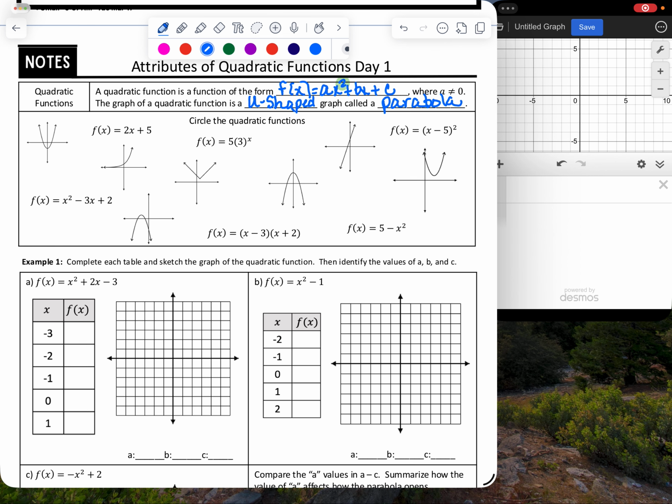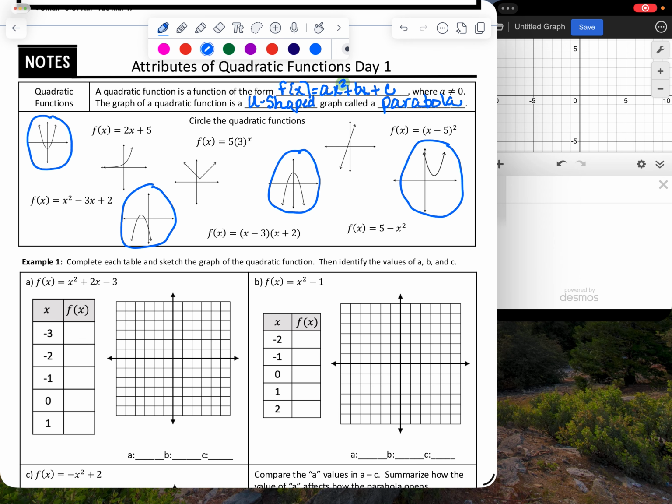All right, welcome back. Let's see how you did. Here's the ones I circled. Here we have a U-shaped graph that opens upward. Here we had a U-shaped graph that opens downward. Another U-shaped graph opens downward, and then we had a U-shaped graph right here. So these are all examples of quadratic functions. They're U-shaped graphs, which we call parabolas.